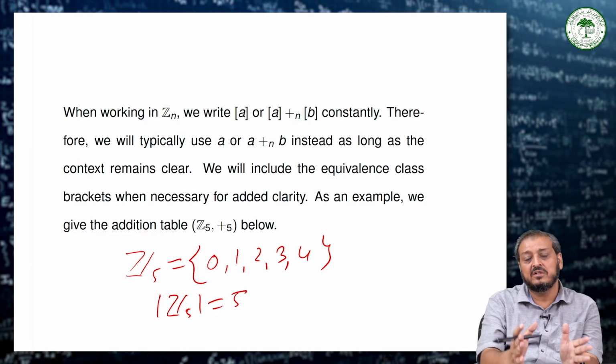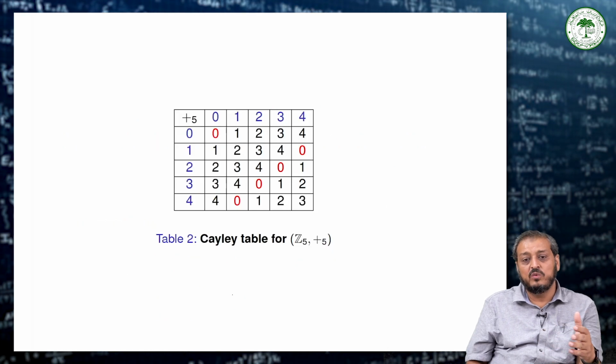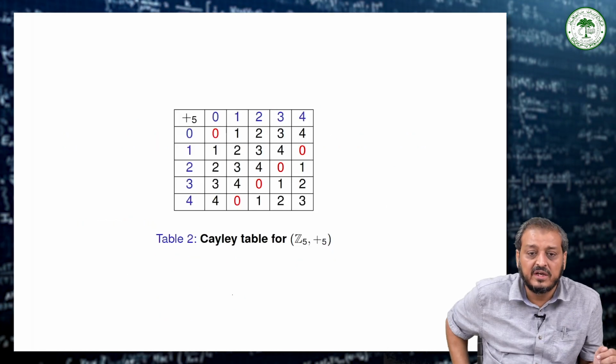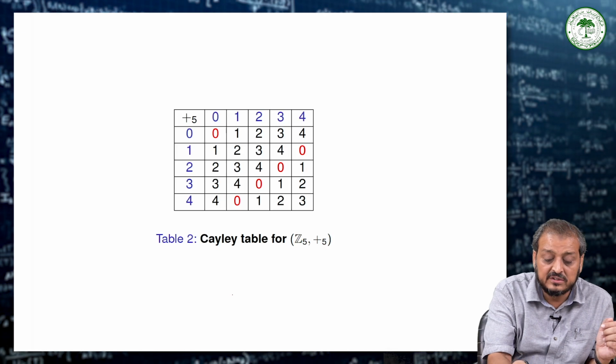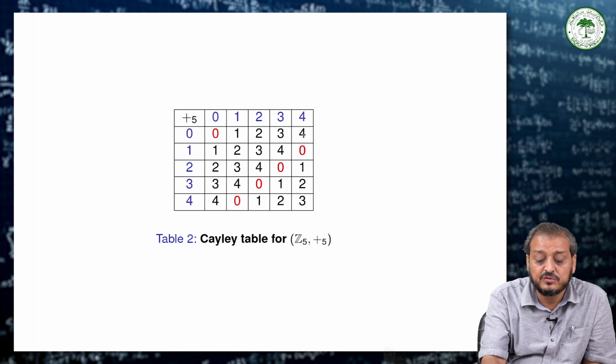So we represent this group by a table. I can explain it with this table. You can easily say this is addition modulo 5. So 0 plus 0 is equal to 0, then 0 plus 4 is equal to 4.